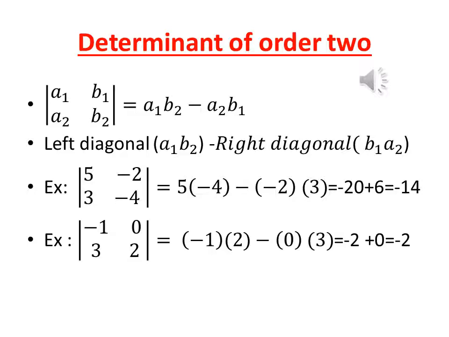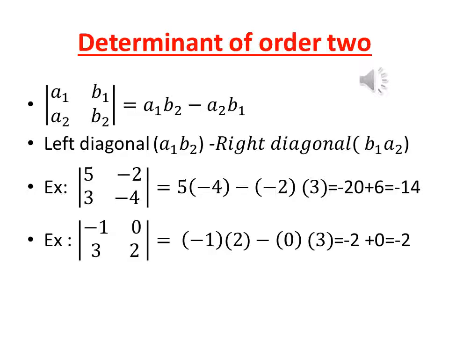The first row is A1, B1, the symbols. All these symbols may be replaced by numbers later. So A1, B1 is the first row, A2, B2 is the second row. As for columns, A1, A2 is the first column, B1, B2 is the second column.